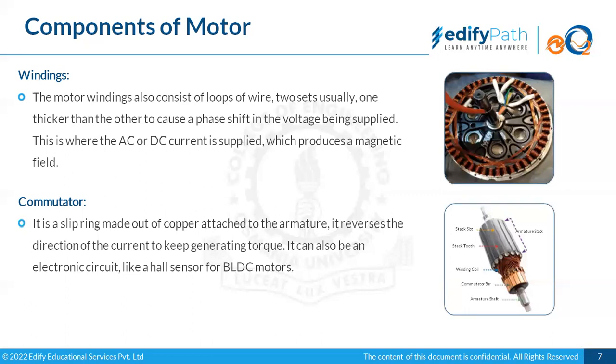The commutators are nothing but slotted copper slip rings attached on the extended shaft, and with the help of the carbon brushes they get connected, so that from instant to instant the direction of the current is changed.